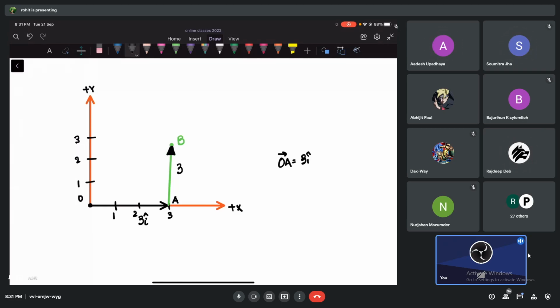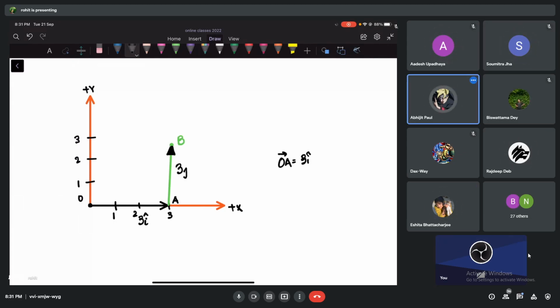Is that 3 units in X, Y, or Z? Y. Why? Y means J. Yes, because see, this is J cap. This is I cap. So you know how it's written, right?